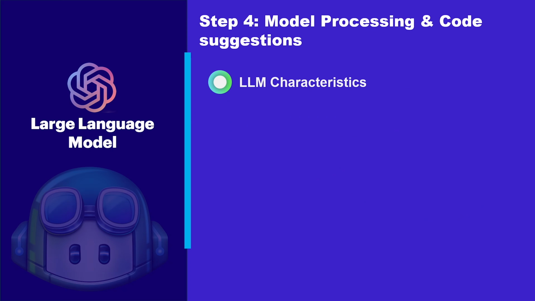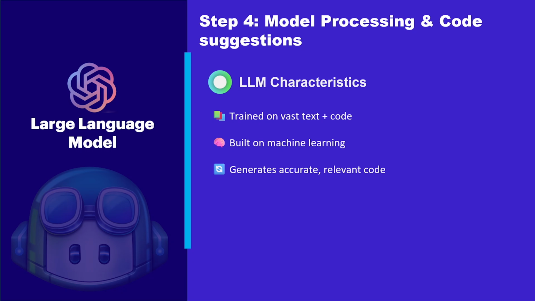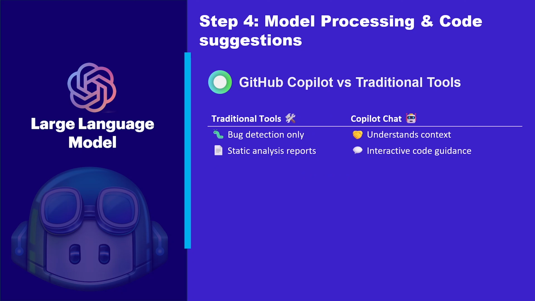So, what makes this LLM so powerful? They are trained on massive amounts of text and code across many languages and frameworks. By learning patterns and context through machine learning, they can generate code that's both accurate and relevant to your work, even without custom training. Unlike traditional static analysis tools that simply scan for bugs, GitHub Copilot understands your code and intent, providing broader, smarter suggestions to enhance your workflow.